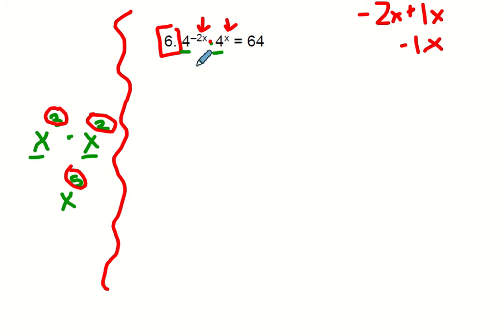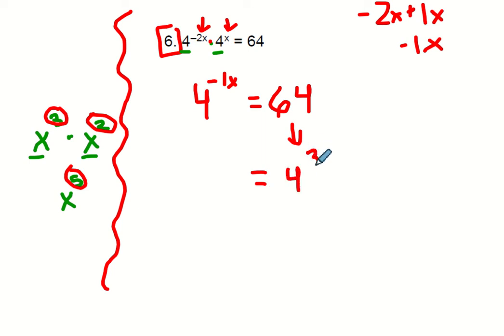Okay, so what this is going to become is 4 to the negative 1x equals 64. And if you remember what we said yesterday, before we can solve this, we have to find a common base. So right now the base here is 4, the base here is 64. But 64 is the same thing as 4 to the third power. And then we're just going to rewrite this, 4 to the negative 1x power.